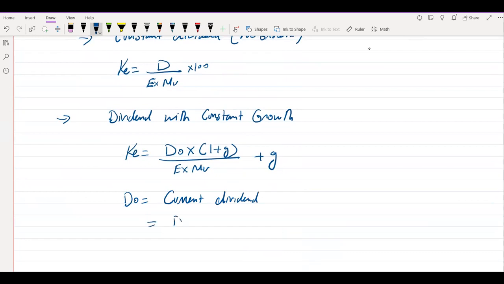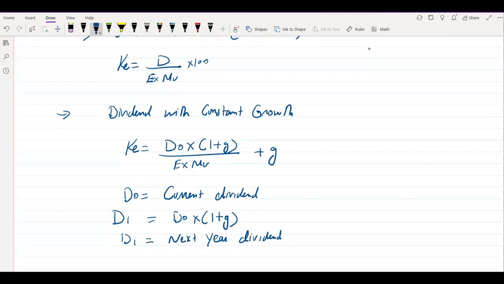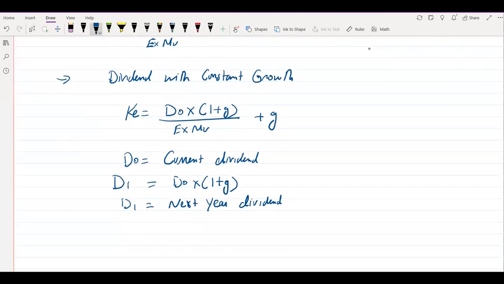And if we add growth of 1 year into D0, that will become D1. D1 is what we call the next year's dividend. So in exam, if only D1 is given, then the cost of equity formula will be D1 divided by ex-market value plus g. This whole numerator will be replaced by D1.